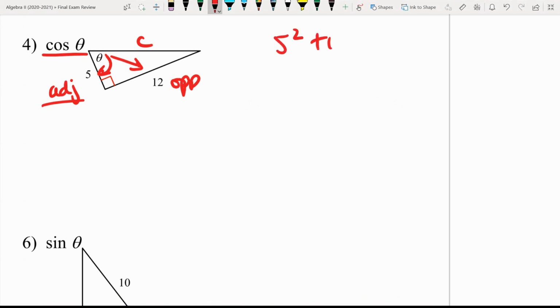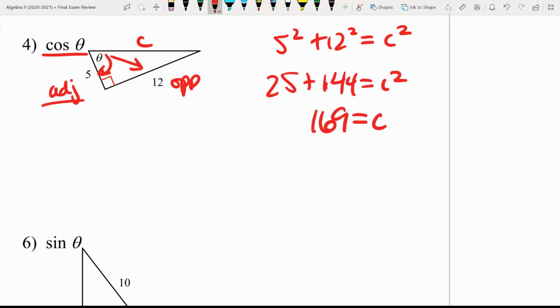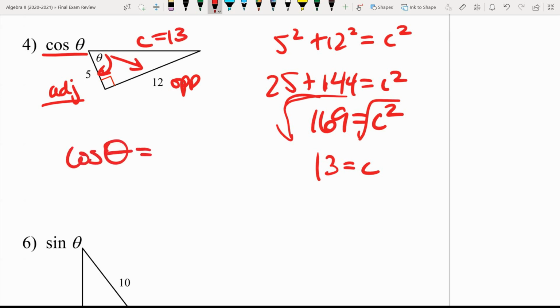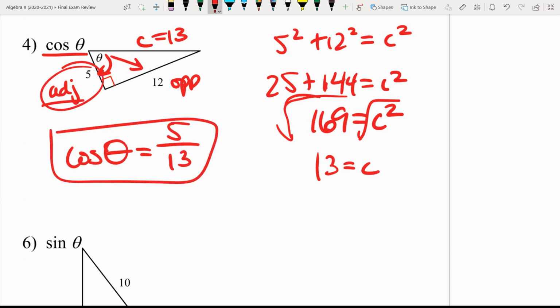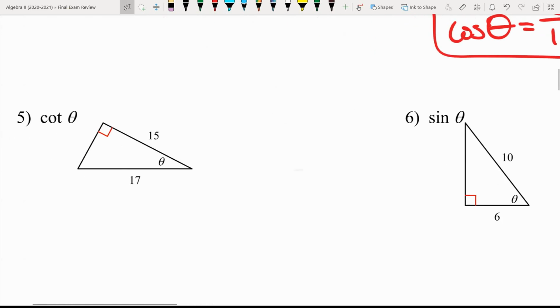So 5 squared plus 12 squared equals c squared. So that's 25 plus 144 equals c squared, or 169 equals c squared. Square root both sides of this, and you get 13 equals c. 169 is a perfect square. So now we know c equals 13. So when I want to find cosine of theta, the adjacent side I already recognized as 5 divided by the hypotenuse, which is 13. All right, so sometimes you've got to find that missing side.